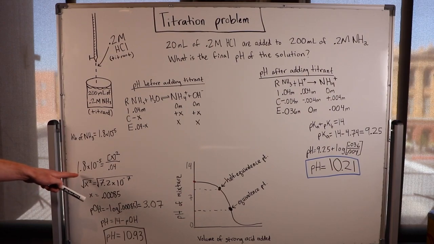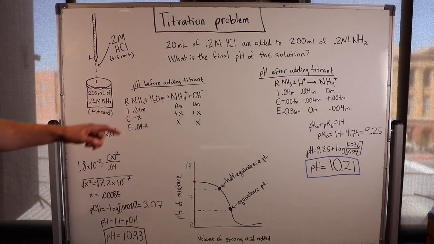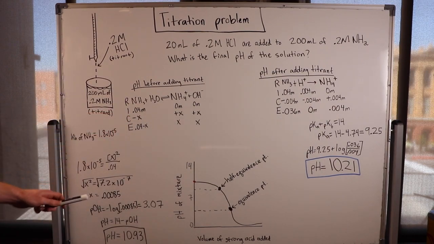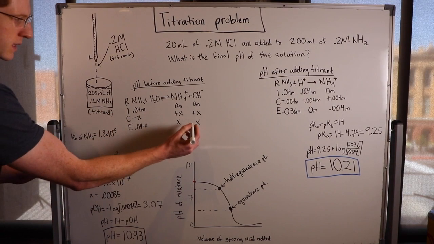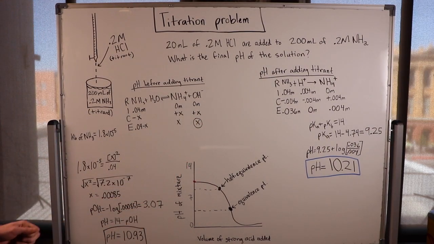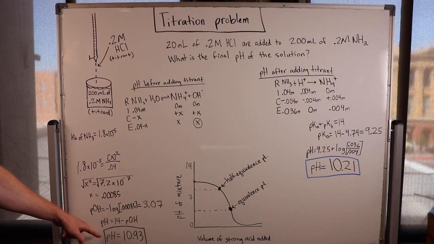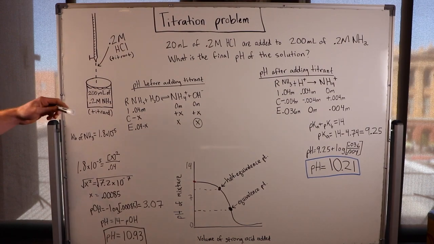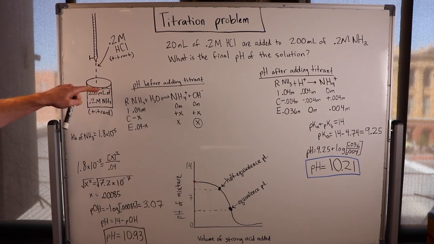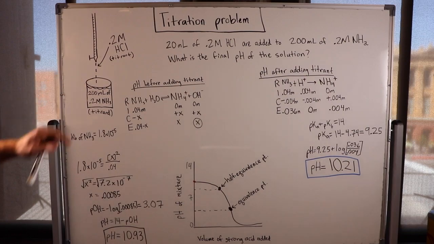In other words, 1.8 times 10 to the negative 5 times 100 is less than 0.04. We solve for x, and conveniently that is going to be our hydroxide concentration. So we then find our pOH, which allows us to find our pH, and we see that we started with a pH of 10.93. So that is the pH of our initial solution of NH3 before we added the titrant, HCl.